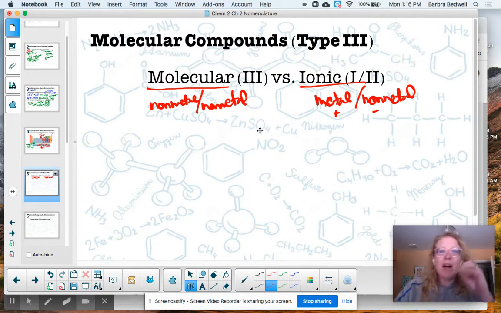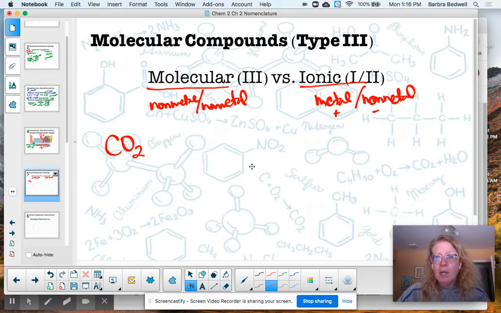When you see a compound and it has a formula where the first thing in it is a non-metal, chances are very good that it's one of these molecular compounds. A really good example of a molecular compound that you're familiar with is this one. I use this example all the time, CO2. You know this as carbon dioxide, right? This is a compound that you have seen or heard of in your daily life. Carbon is a non-metal. Oxygen is also a non-metal. This is a molecular compound. It's formed from sharing of electrons inside that particular compound.